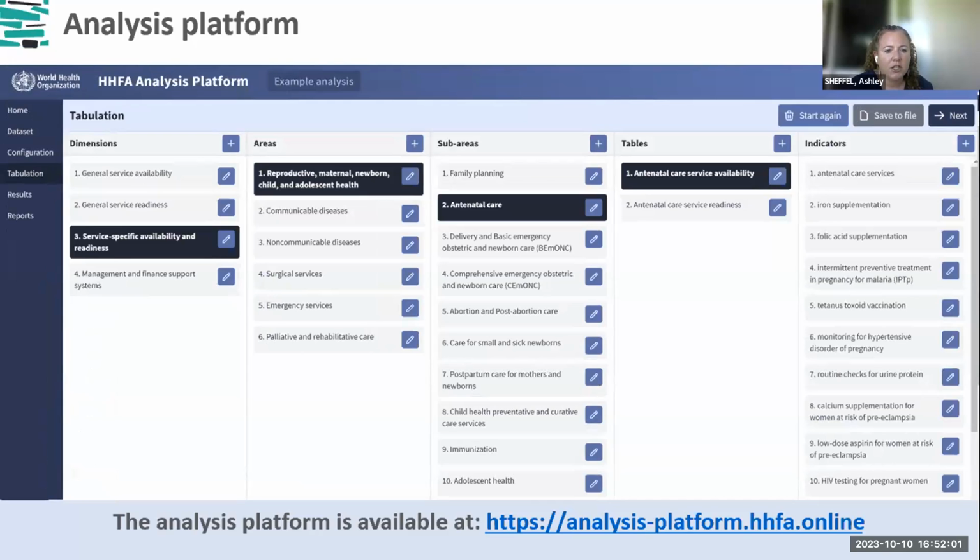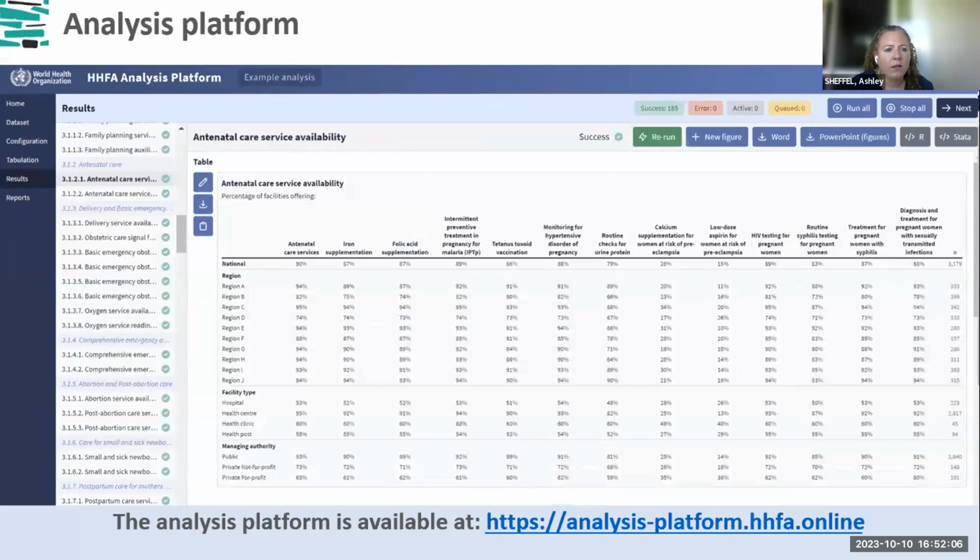The default tabulation is provided. We can customize this as needed. And then we're able to run the results, and we get a set of tables and graphs that we can then further customize for the country context. All of the tables and figures that are created can also be output into a Word report and a PDF, ideally within a few hours of uploading your data set to have preliminary results available.